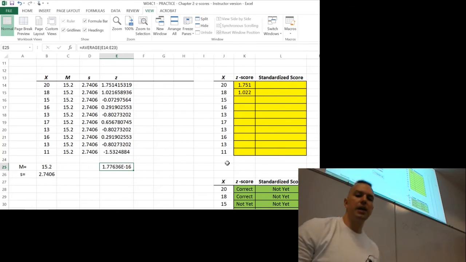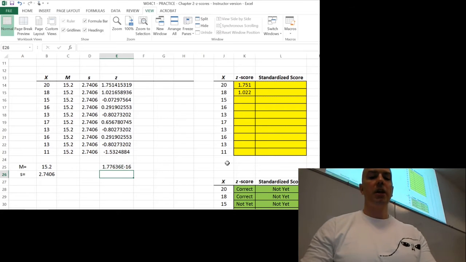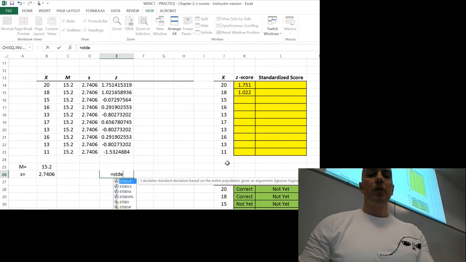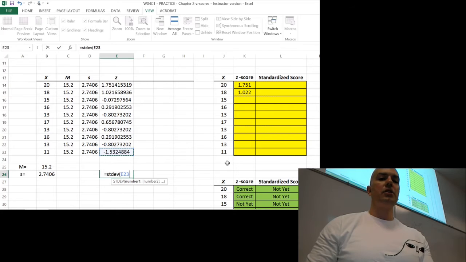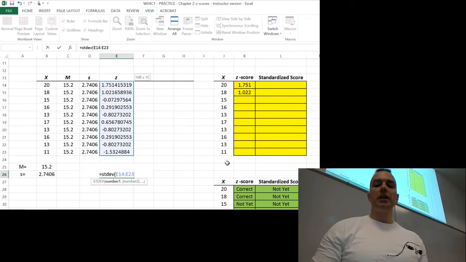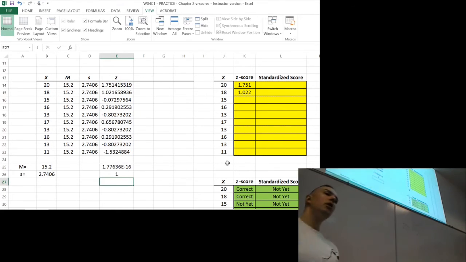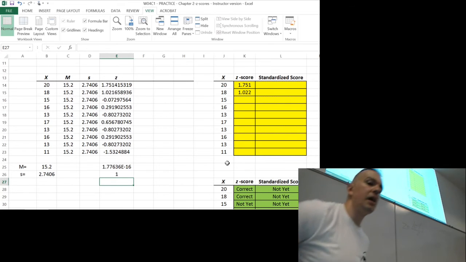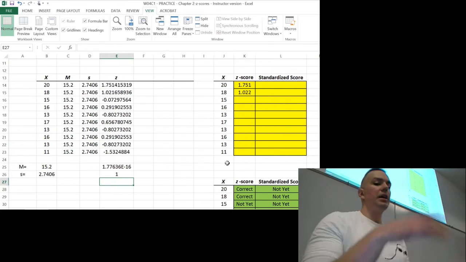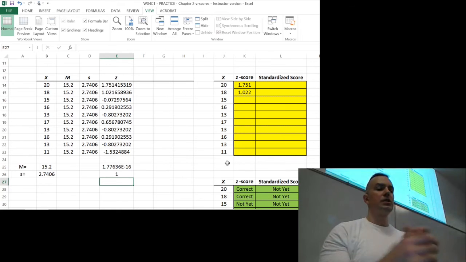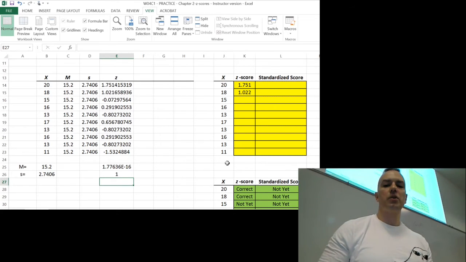Next thing we do is we calculate our standard deviation. Equals STDEV, open parentheses, highlight your z-scores, and if we've done it correctly, we should get a standard deviation of 1, and we did. So this is just a nice little way to double check, just to make sure that, oh yes, nothing went wrong, nothing went south. We did do this correctly. We got a mean close to 0, we got a standard deviation equal to 1.